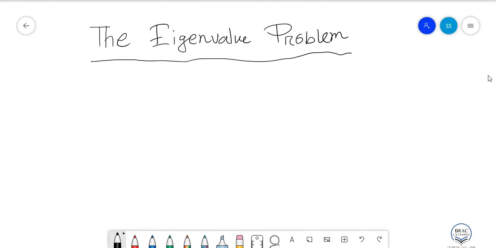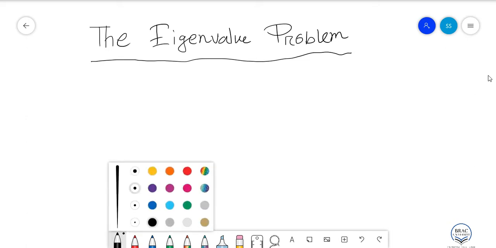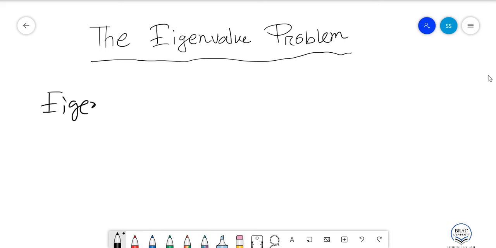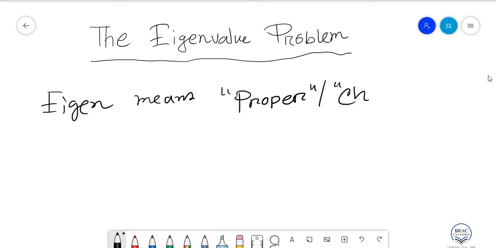Today we are going to talk about a totally new thing, and this is something called the eigenvalue problem. So this eigen word is actually a German word and it means proper. So eigen means proper or characteristic.